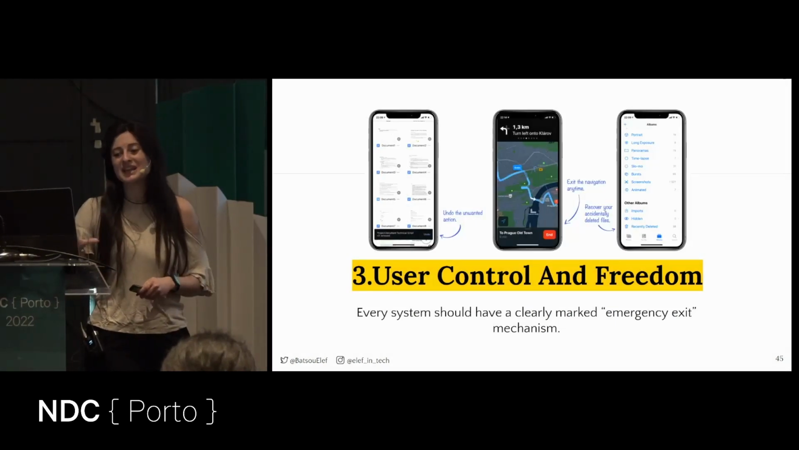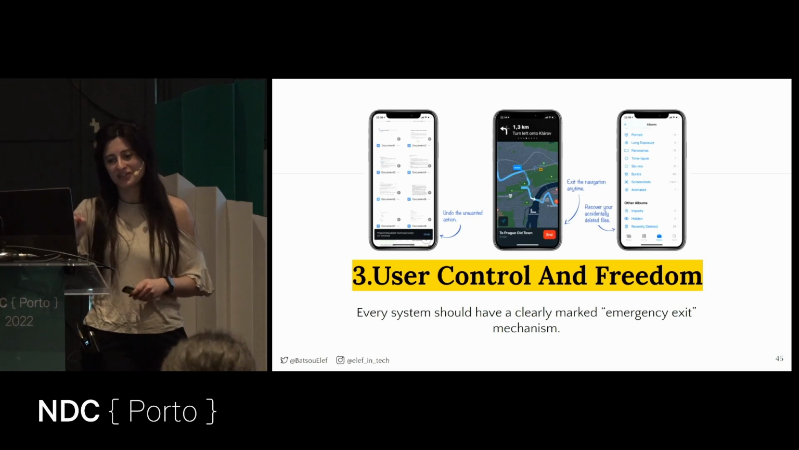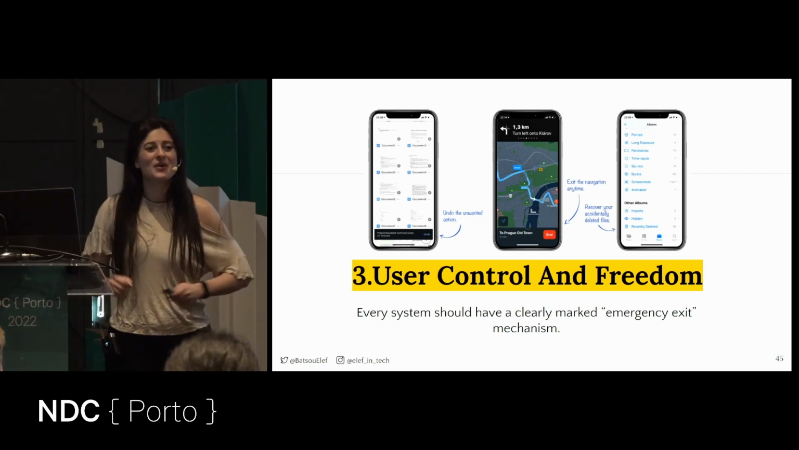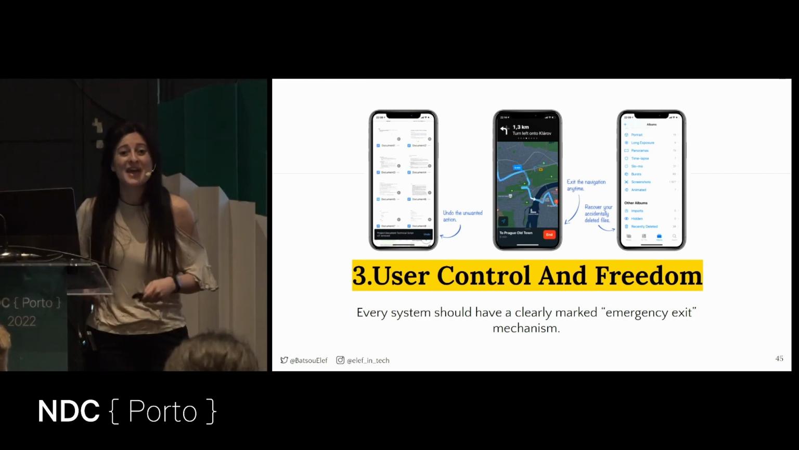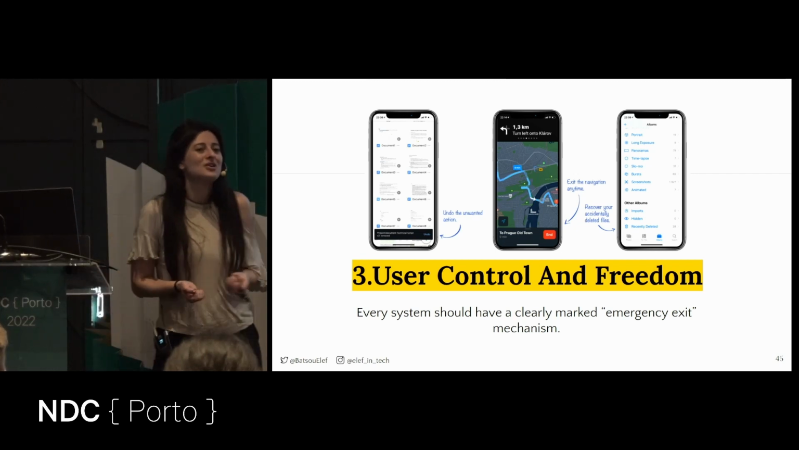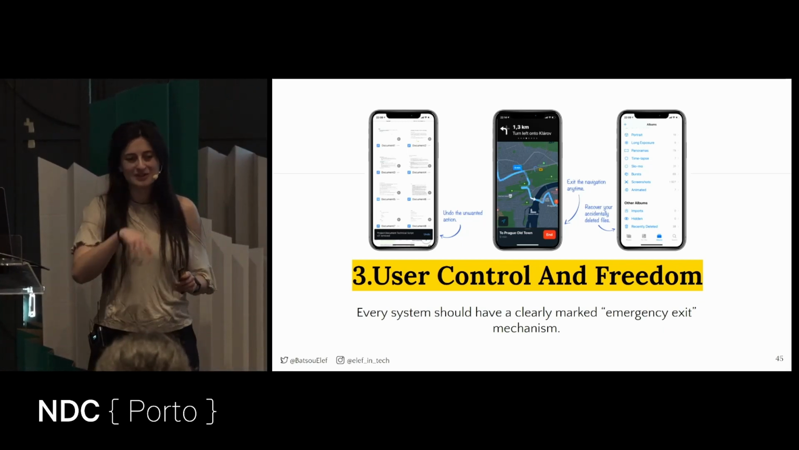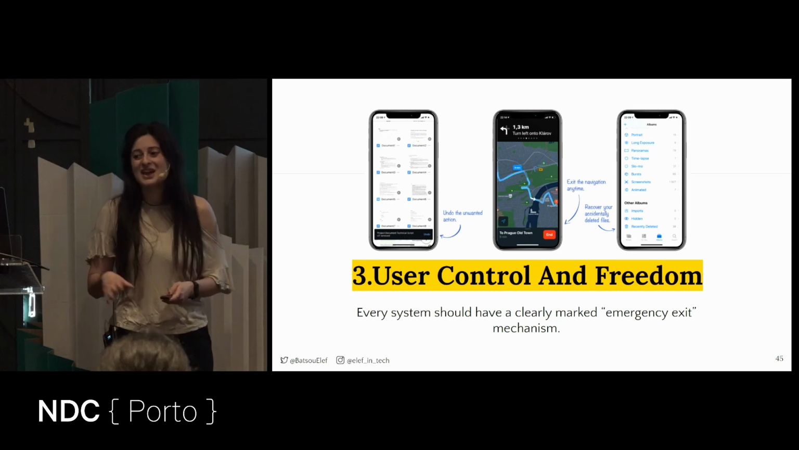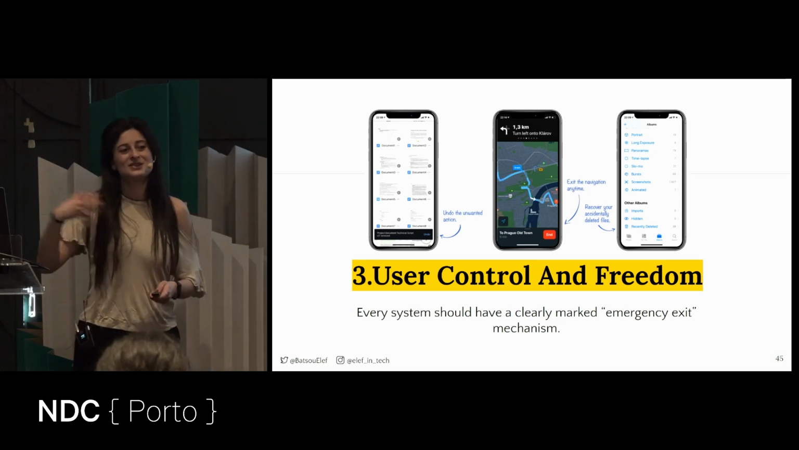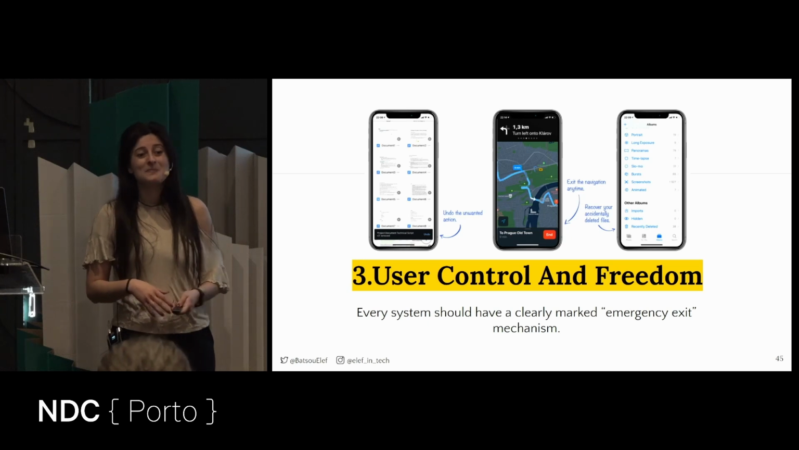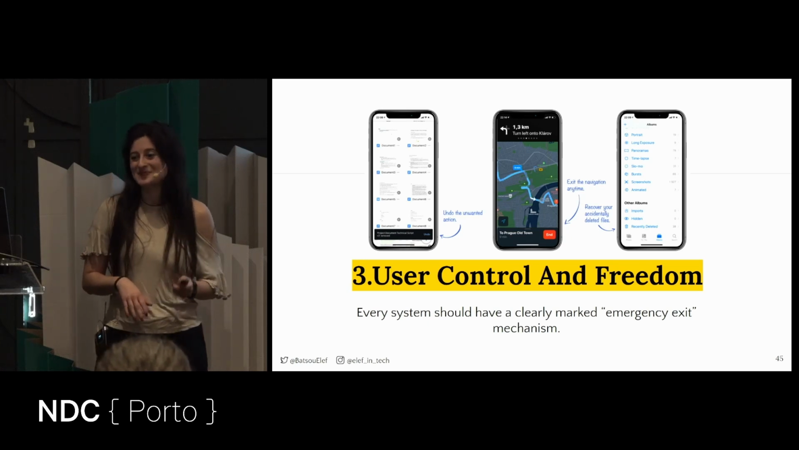Our third rule is user control and freedom. And every design should have an exit or an emergency button or something, because either we want it or not, our users will make mistakes. Sometimes they will be a little bit fast and they will misclick or mistap something. So we always want to give them the freedom to go back or to undo something. And again, it's really, really important.